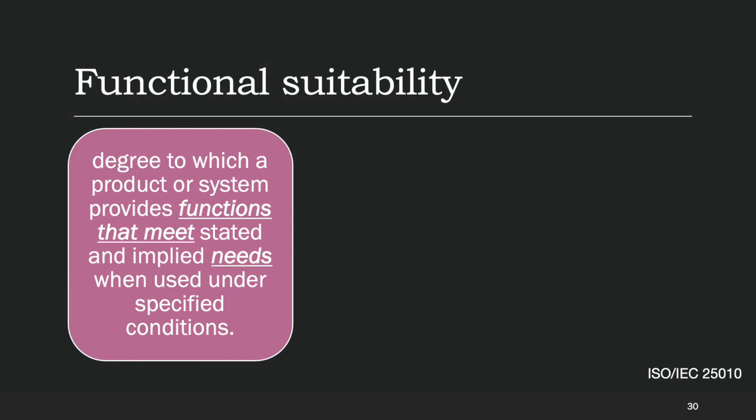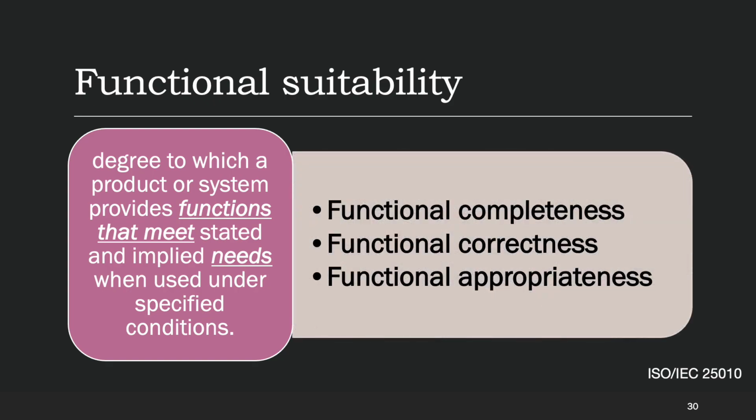The final quality attribute is functional suitability. Functional suitability represents the degree to which a system provides functions that meet stated and implied needs when used under specified conditions. The characteristic is composed of the following subcharacteristics: functional completeness, functional correctness, and functional appropriateness.